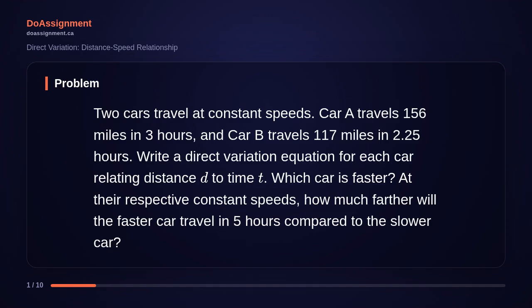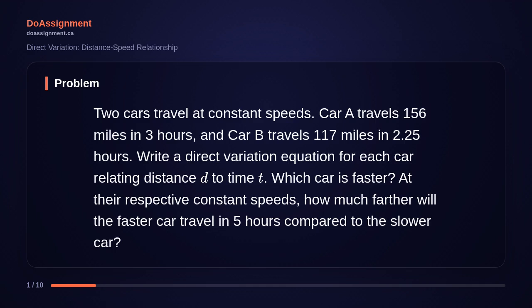Two cars travel at constant speeds. Car A travels 156 miles in 3 hours, and Car B travels 117 miles in 2.25 hours. Write a direct variation equation for each car relating distance d to time t. Which car is faster? At their respective constant speeds, how much farther will the faster car travel in 5 hours compared to the slower car?